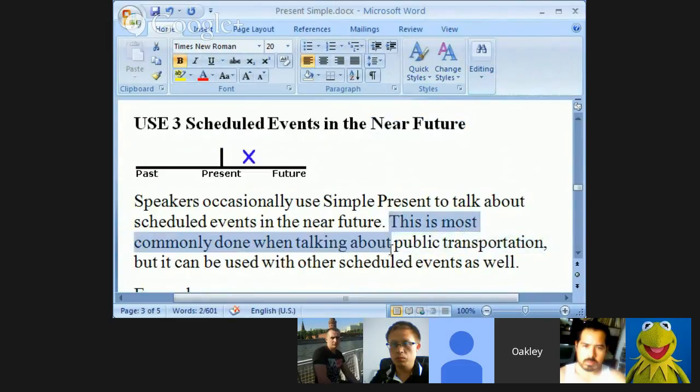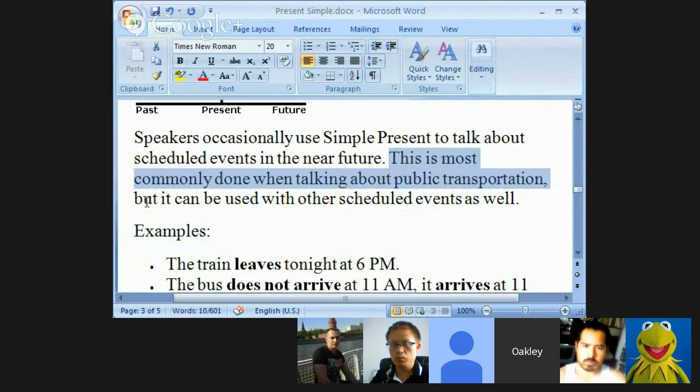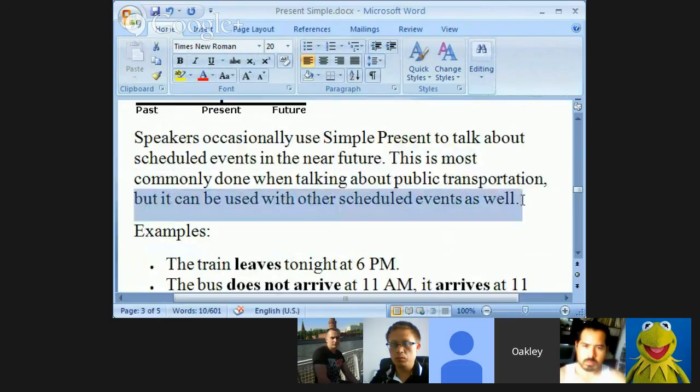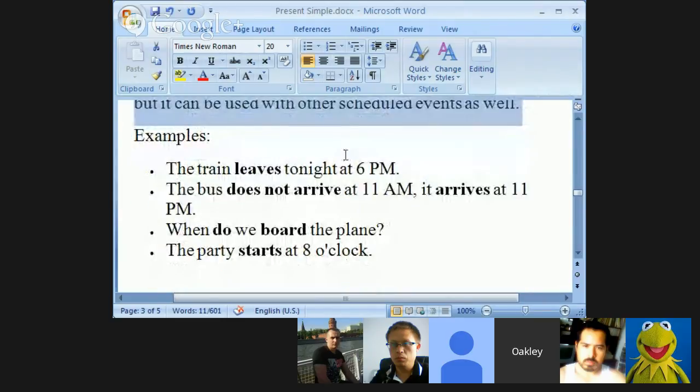Most commonly done when talking about, for example, public transportation, but it can be used with other scheduled events as well, things like a party, a meeting, an appointment. That's basically these kinds of scheduled things, with an exact hour you're supposed to be there. All right, let's take a look at some examples.